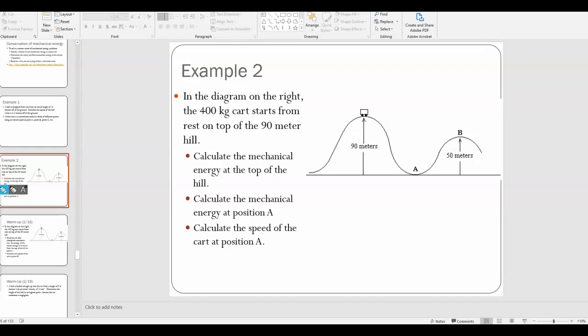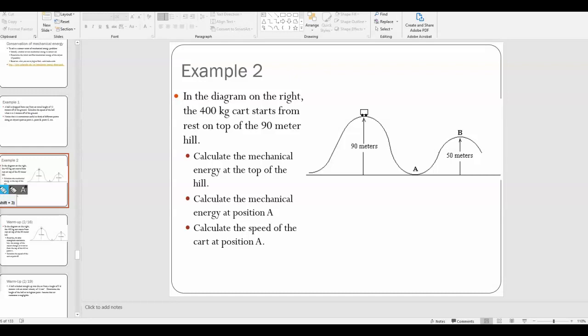Now, the idea of conservation of mechanical energy is that you have some quantity, in this case mechanical energy, that is conserved, meaning that that is a fixed number that doesn't change. Okay, and so let's see how this applies in different situations.